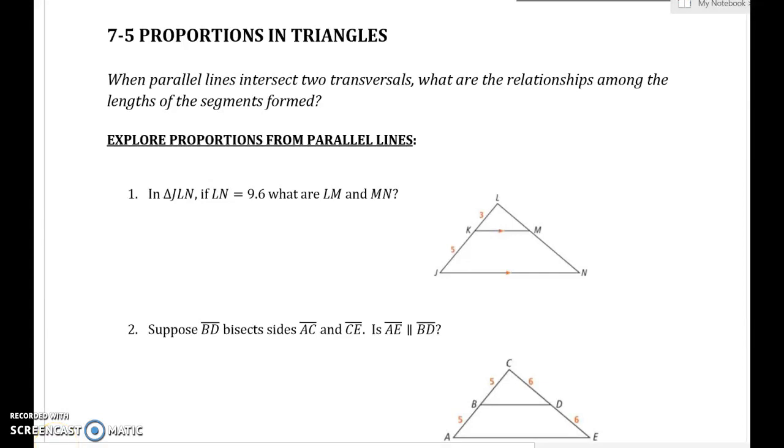Hey guys, today we're doing 7-5 proportions in triangles. First we'll look at proportions with parallel lines in triangles. So we have this triangle JLN. If LN is 9.6, we want to find LM and MN.